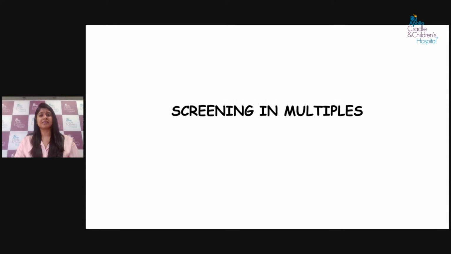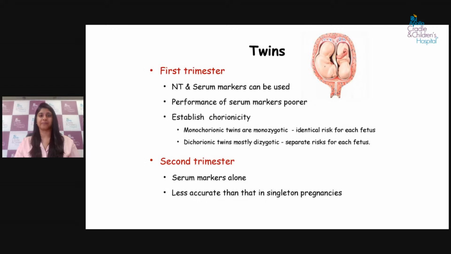calculated risk. Screening in multiple pregnancies. Okay, the screening in multiple pregnancies is slightly different from the screening in a single pregnancy. In twins, in the first trimester, the NT and the serum markers can be used. Performance of serum markers is slightly poorer because there is a larger placenta, you cannot separate and give different MoM values for one twin and different MoM values, or the beta hCG or PAPP-A for the other, because it is together, the values are higher.